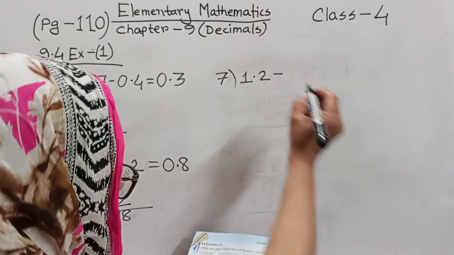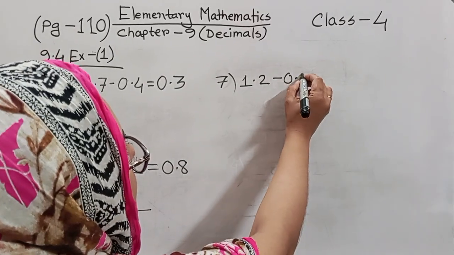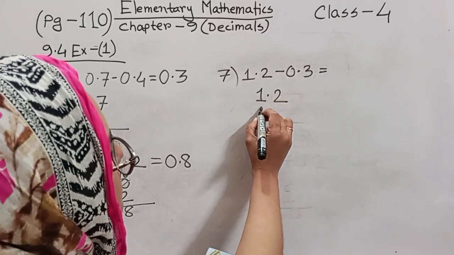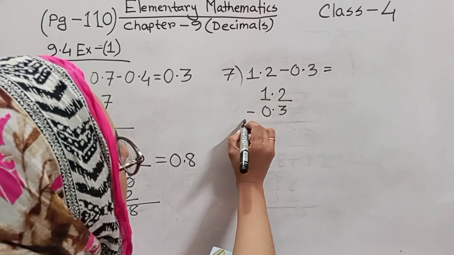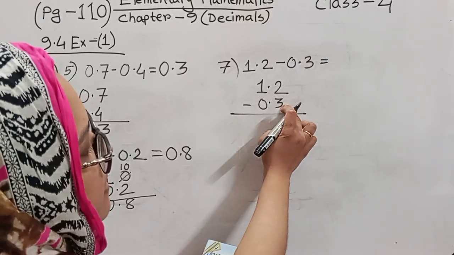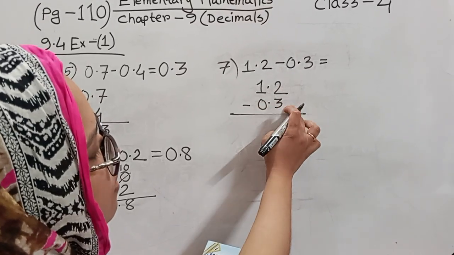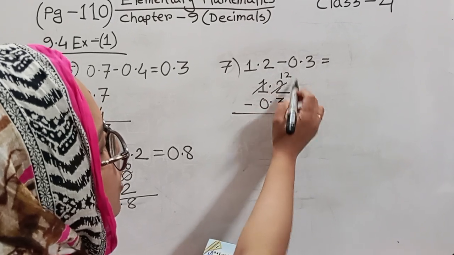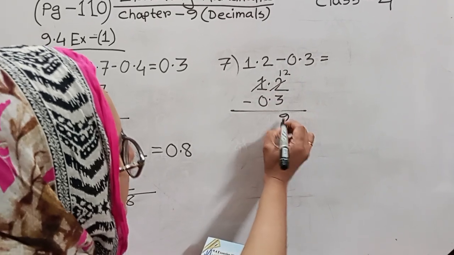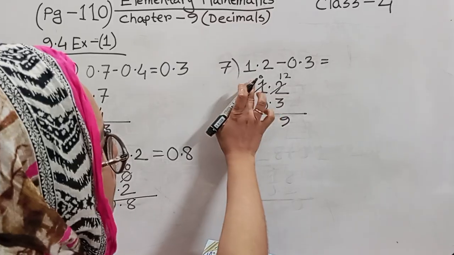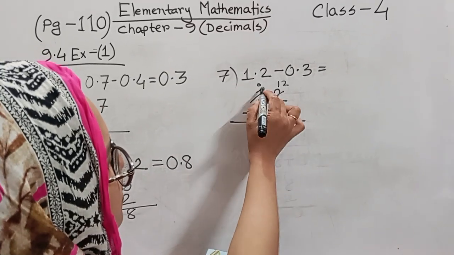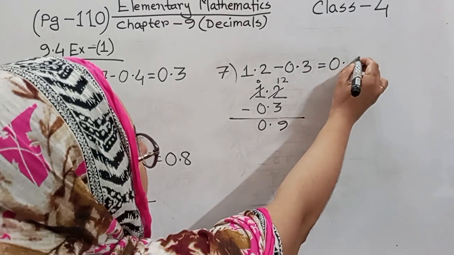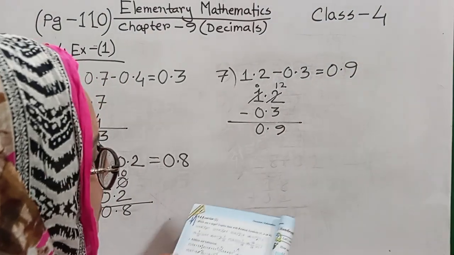1.2 minus 0.3. So 1.2, 0.3. So 3 is greater than 2. From 2 we cannot subtract 3. So from here I will take 1 and it will become 12. 12 minus 3, it will be 9. And here will be no number again. So 0 minus 0, 0. After the subtraction we got the answer 0.9.